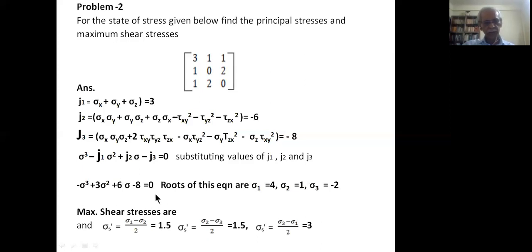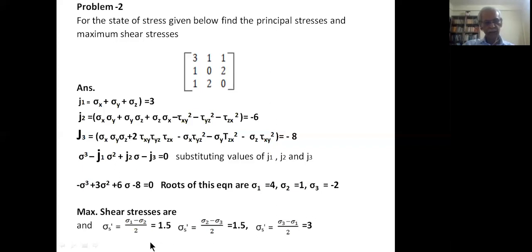And if you find out the roots, there are many different ways of solving the cubic equation. The best way is to write a small program, or there are the Newton-Raphson method or many other methods. I leave it to you to find out. If you can't do it, then we'll discuss it some other day. So if we solve this cubic equation, we'll get sigma 1 is equal to 4, sigma 2 is equal to 1, and sigma 3 is equal to minus 2.